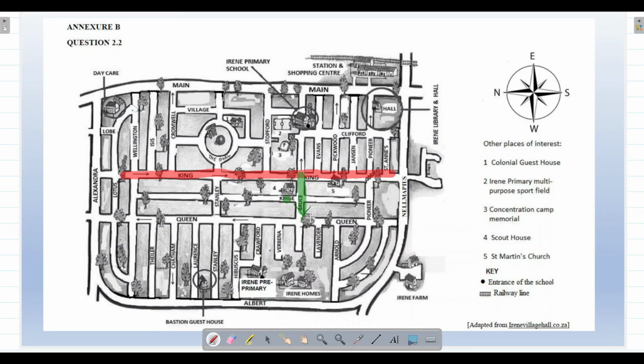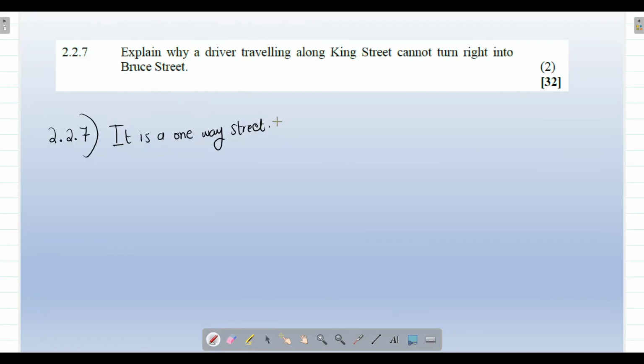A driver wouldn't be able to turn right into Bruce Street because we can see that Bruce Street is actually a one-way street. If that driver were to turn right onto Bruce Street, they'd be turning into oncoming traffic. So we're going to write that down: the driver wouldn't be able to turn right onto Bruce Street because it is a one-way street, or you can say that the driver would be turning into oncoming traffic. If you've said one-way street, oncoming cars, you'd get your 2 marks.